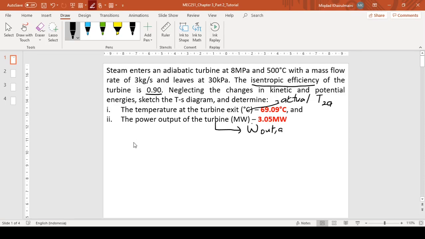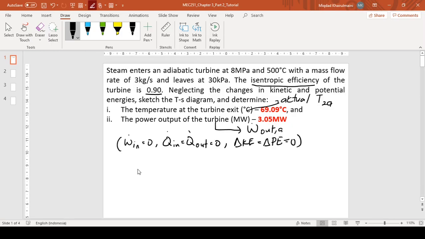So we have a turbine. So the conditions for turbine, the work input is 0. Adiabatic turbine, so Q in and also Q out is 0. And we can also neglect the changes in kinetic and also potential energies, so KE and PE are 0. So these are the conditions for the question.